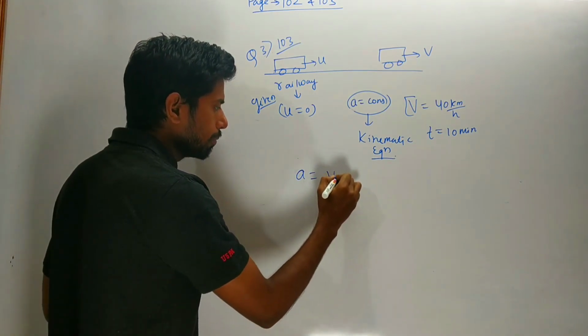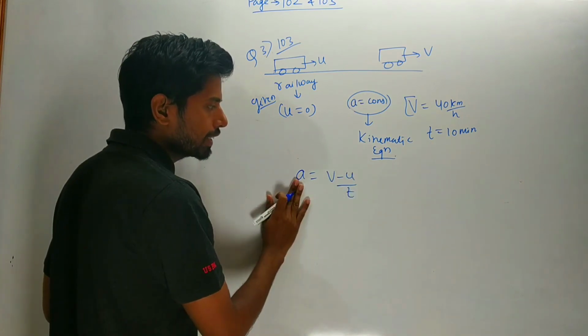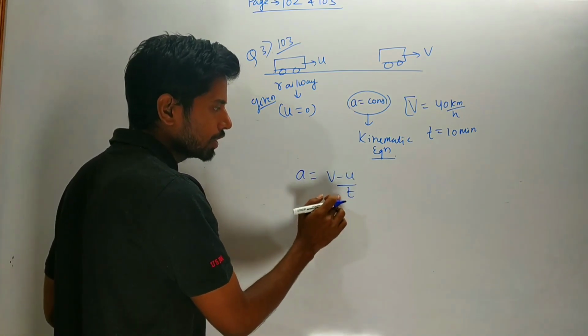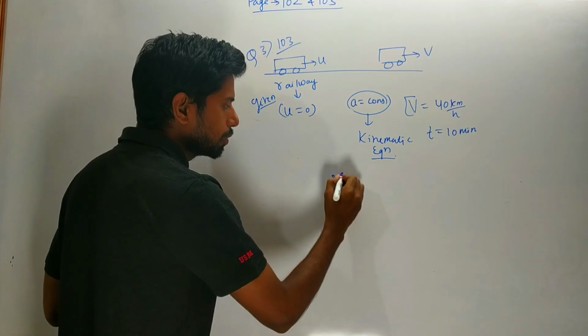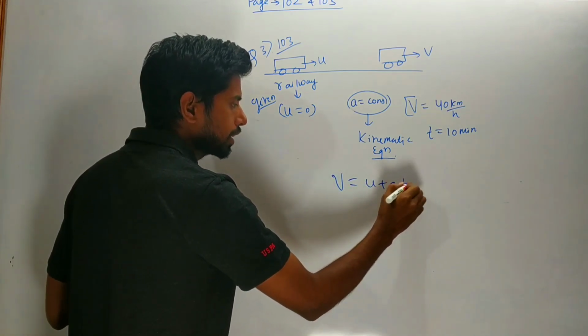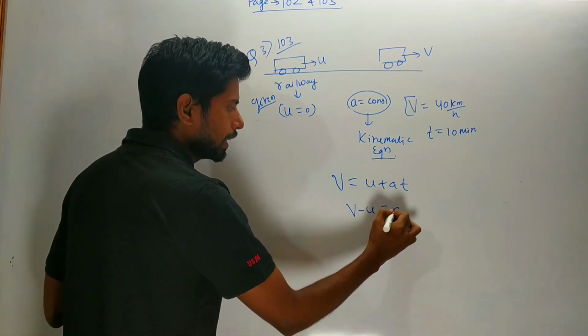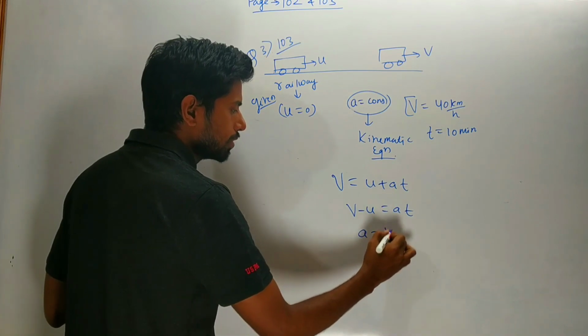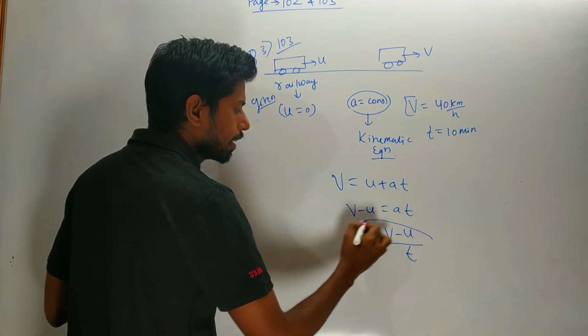First write the formula: a is equal to v minus u upon t. This is the kinematic equation. How did this come? Acceleration is change in velocity upon change in time. And you also knew that v is equal to u plus at. This is the kinematic equation. So v minus u is equal to at. Then what is a? a is equal to v minus u upon t. This is the value of a.